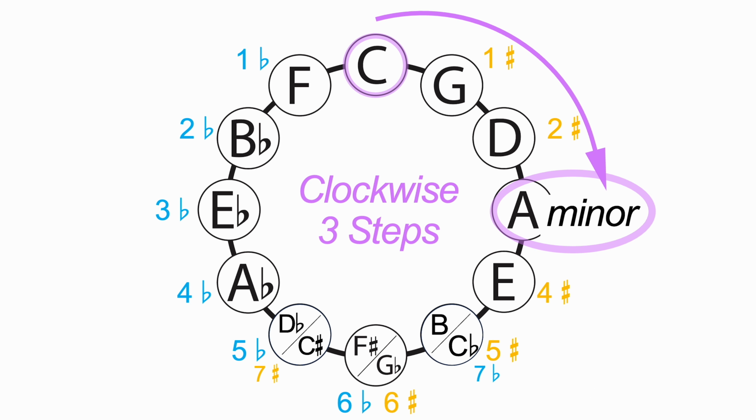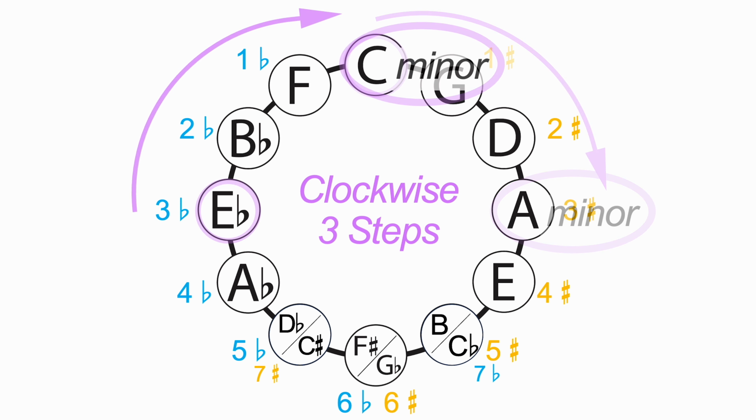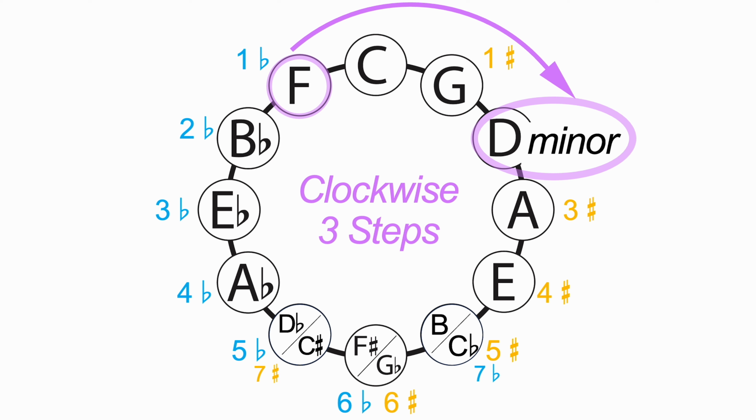So for instance, C major, clockwise 3 steps, we get to A minor, right? So C major to A minor. And I'm using this method to say they are the same key signature, they're relative majors and minors. I could also do this with, say, E flat to C minor, or even something like F to D minor, right? Clockwise 3 to go from relative major to relative minor.